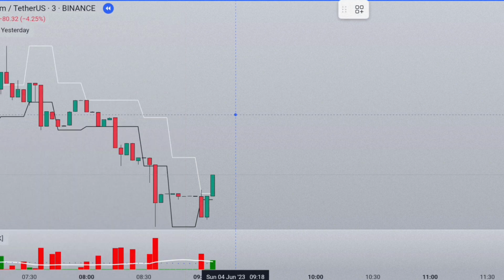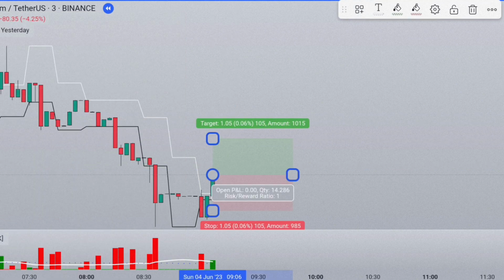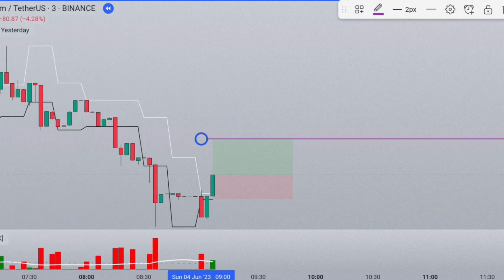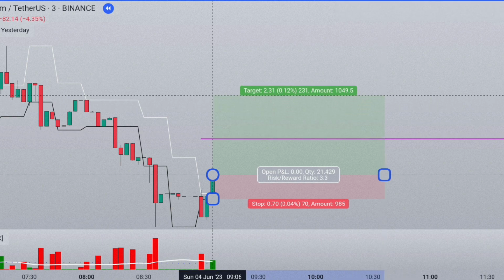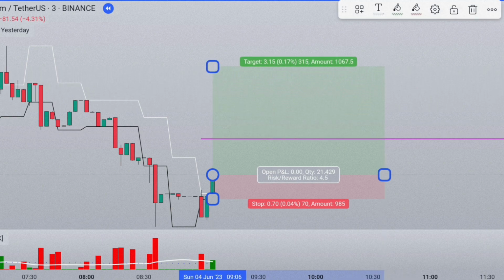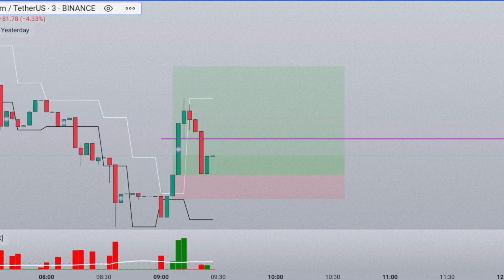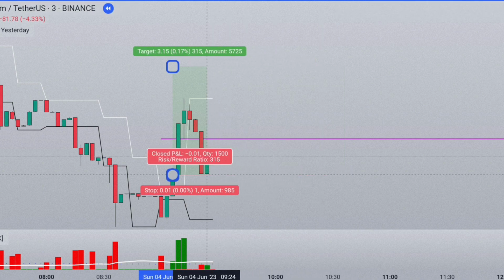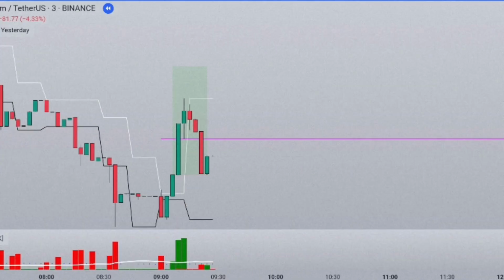The initial target is a risk-reward ratio of 1 to 1.5. As you can see, after achieving a risk-reward ratio of 1 to 1.5, we aim for a very high profit based on our strong strategy. However, the price retraced back to the entry point after reaching our initial target. Nonetheless, we close this trade with a profit.